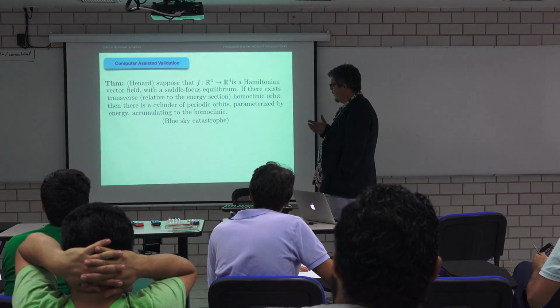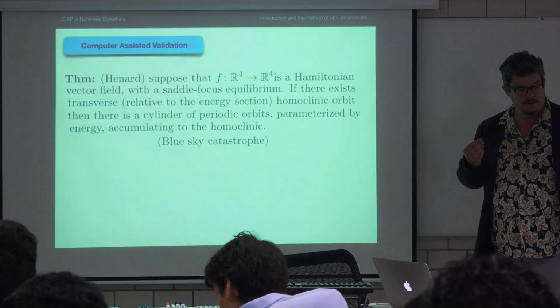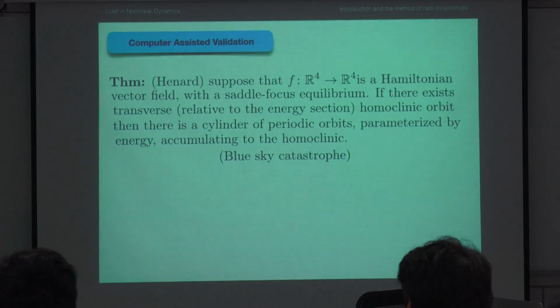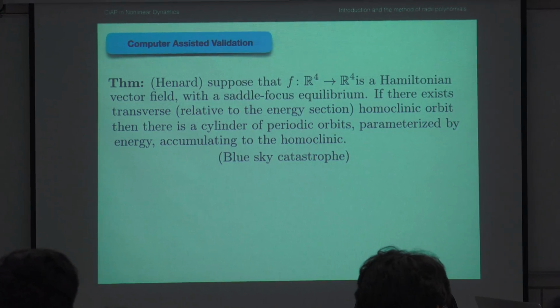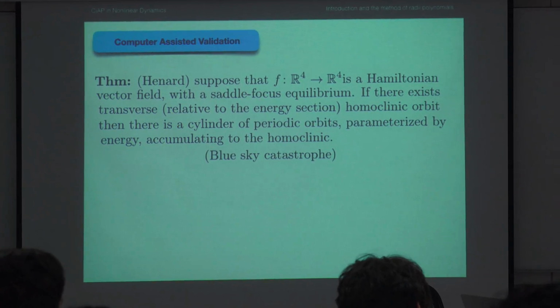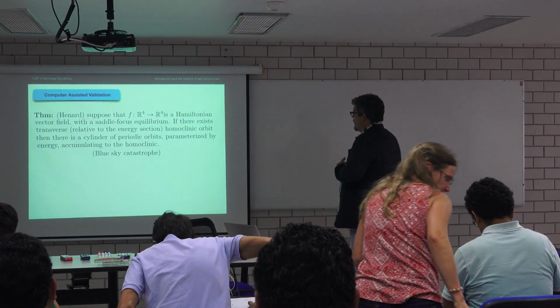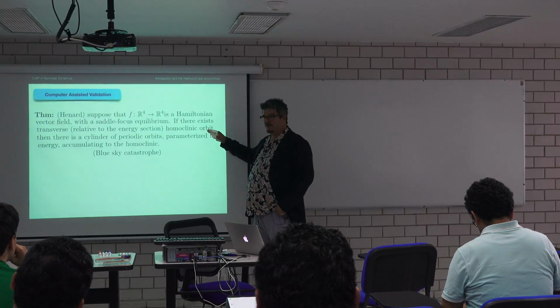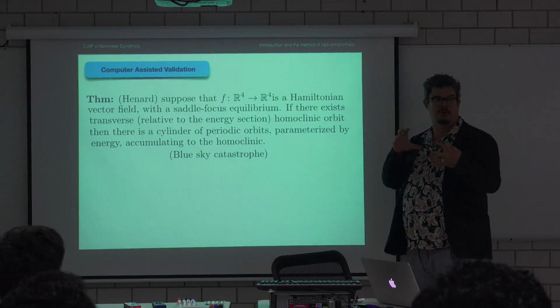The first is a theorem involving what people call a blue sky catastrophe. Suppose you have a Hamiltonian vector field on R4. This vector field has a saddle focus equilibrium, and so 2D stable and 2D unstable manifolds. Those manifolds intersect transversely in the energy section. So you have a homoclinic orbit, right? If this is transverse, then the conclusion of the theorem is that there's a tube of periodic orbits that accumulate to that homoclinic orbit. So the existence of a single homoclinic orbit implies the existence of an uncountable family of periodic orbits with longer and longer period tending to infinity.